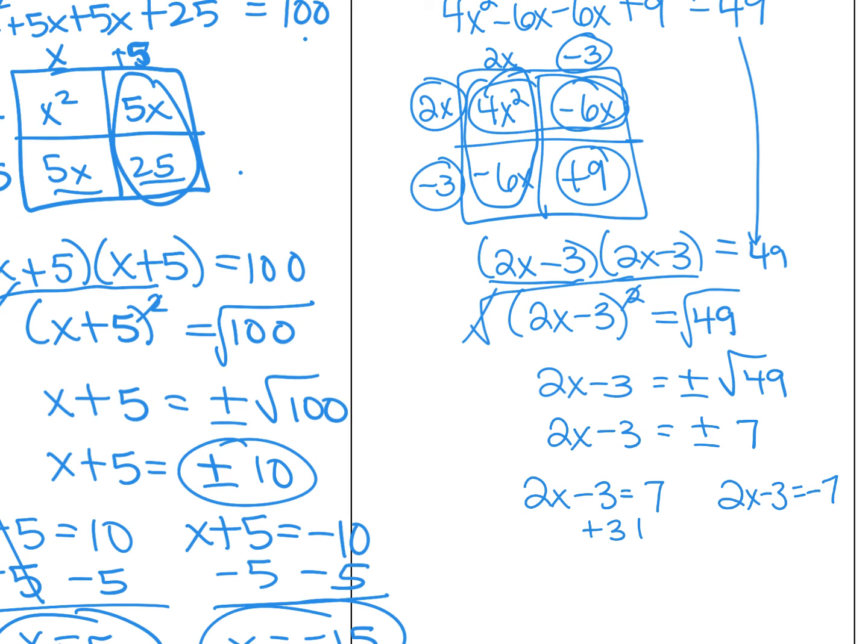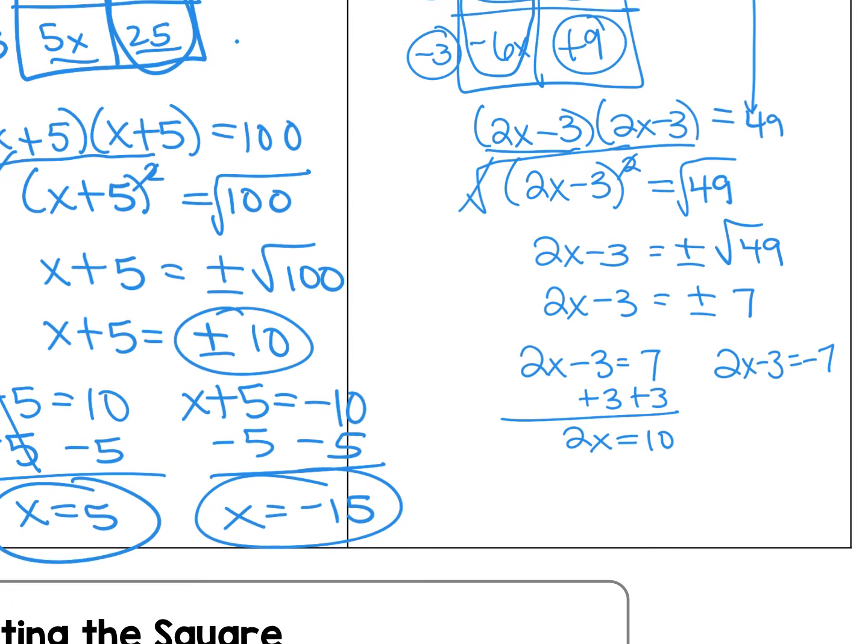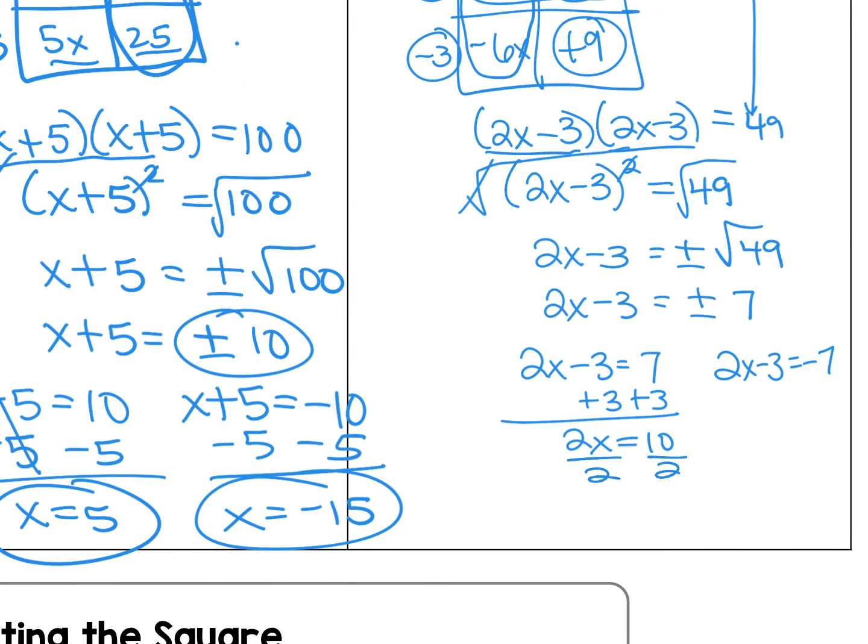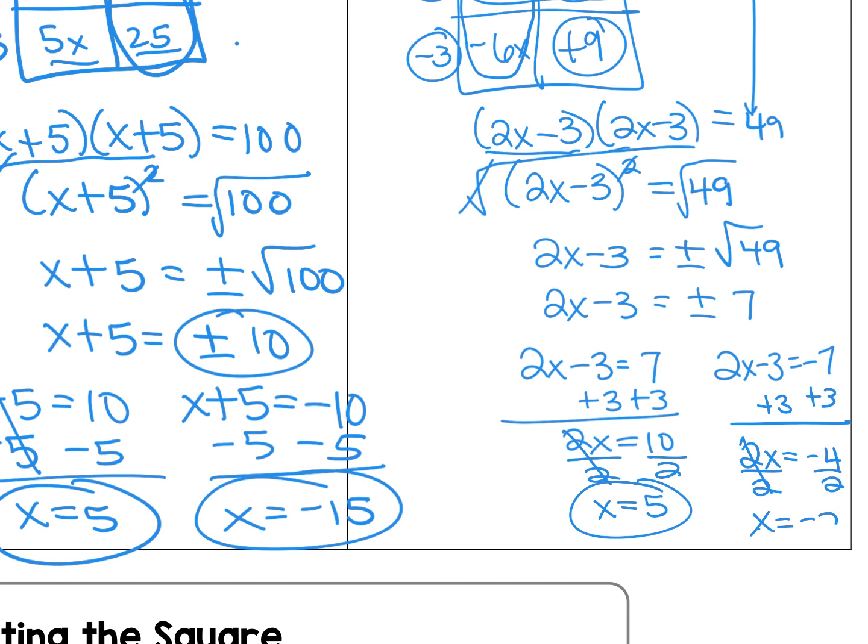So if I solve for x, I get 2x equals 10. Divide by 2, and x is equal to 5. And over here, if I add 3 to both sides, I get 2x equals negative 4. Divide both sides by 2. x is going to give me negative 2.